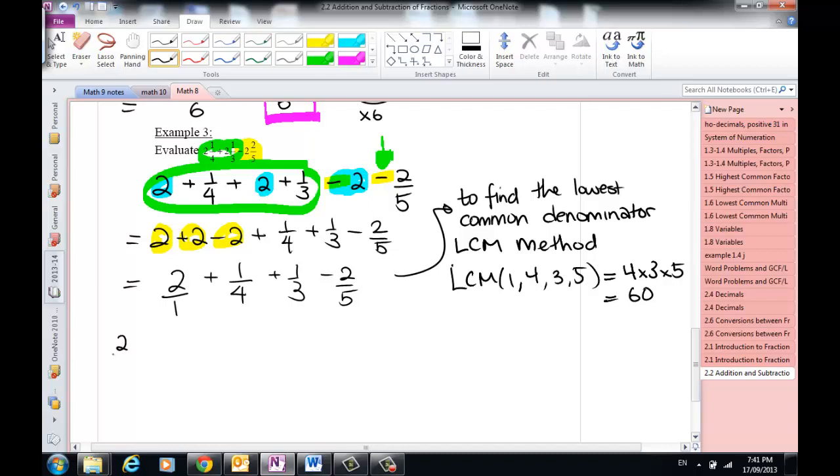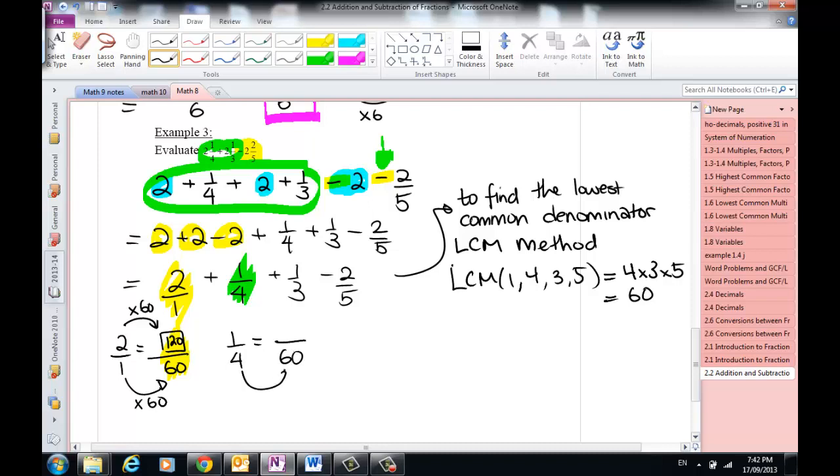So I need to write 2/1 as something over 60. Okay, well, obviously this one's really easy. I'm just multiplying by 60, and therefore this would be 120. Whatever I do to the top, I do to the bottom. Alright, so that was our first one here. I can rewrite it as 120/60.